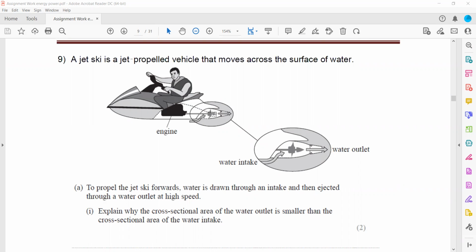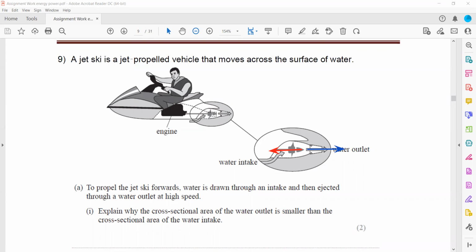So the jet ski is applying a force on the water as the water is pushed, because the jet ski is pushing the water. As a result, the water which is going out will apply a force on the jet ski. So it will create a Newton pair force. The jet ski is applying a force on the water which is coming out.